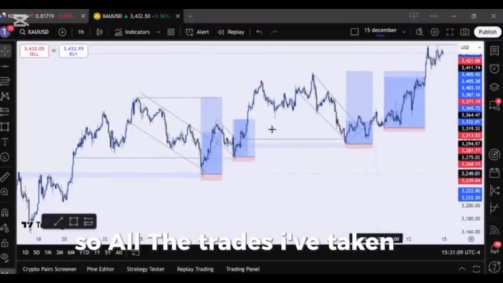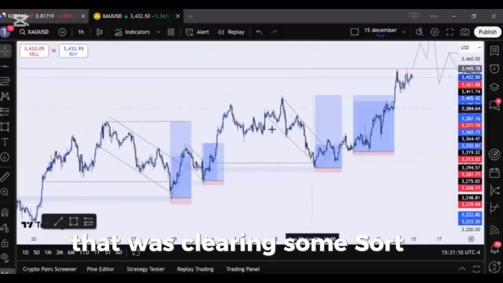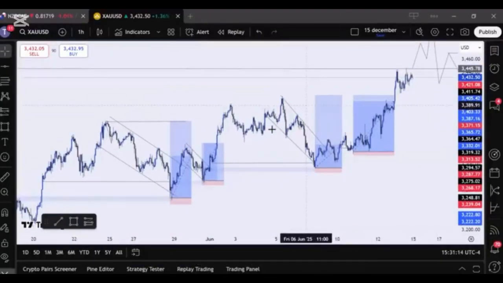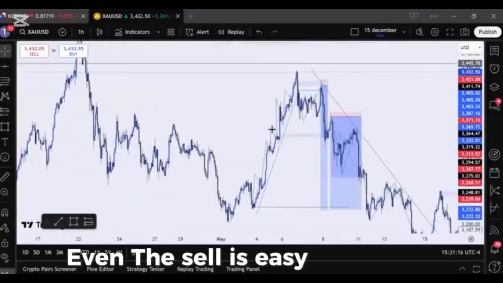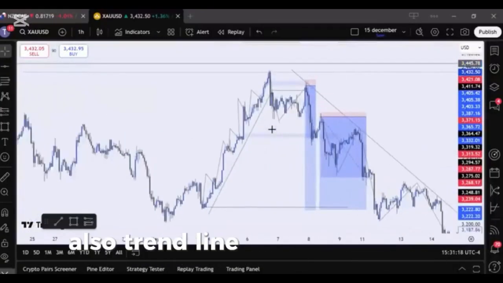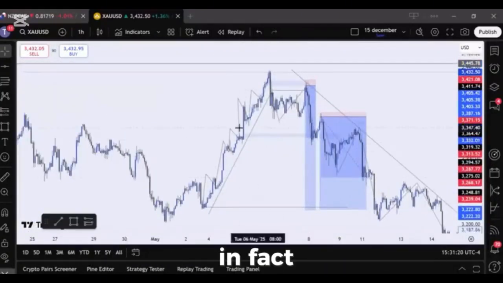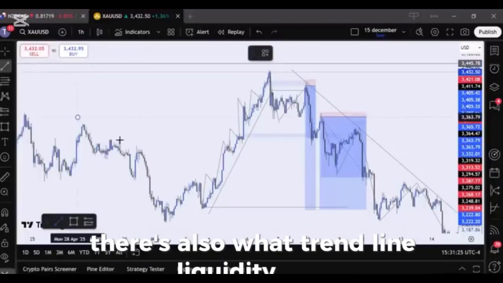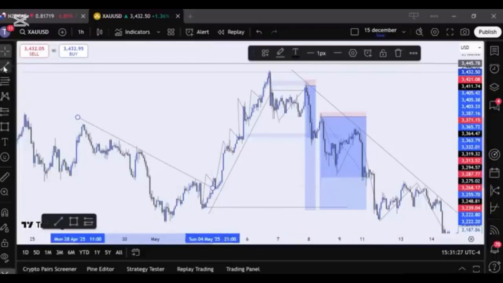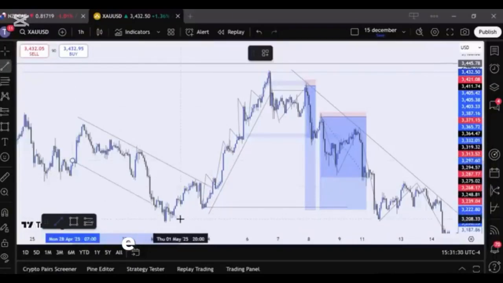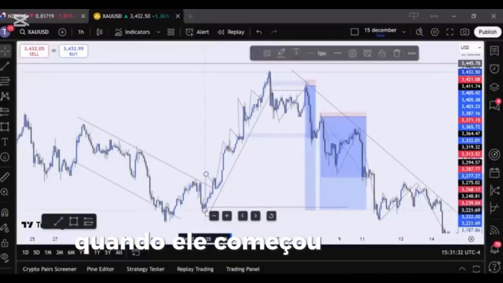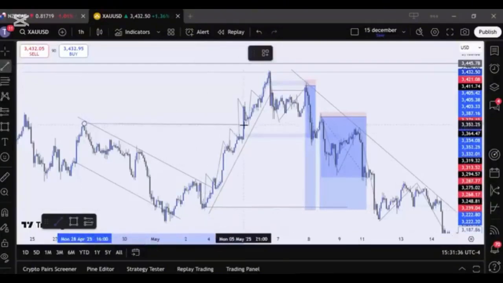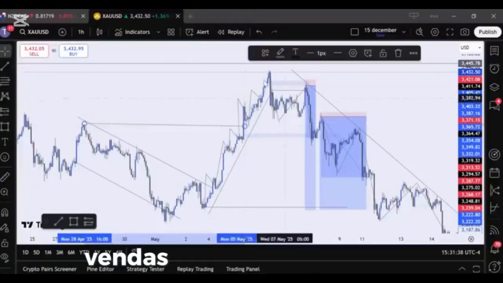So all the trades I've taken were aimed at clearing some sort of liquidity, and majority of the time it's trend line liquidity. Even the sell is also trend line liquidity for this downside here. In fact, when market started buying to the upside here, there's also trend line liquidity here. And what the market did eventually when it started reversing, it reversed until that trend line liquidity here got taken out. It was only after market did this that sells now started happening.